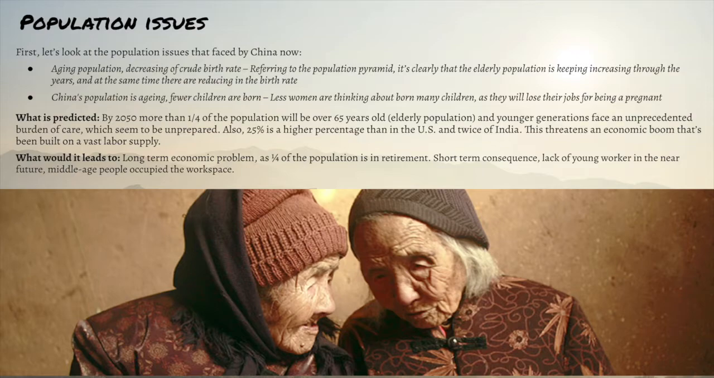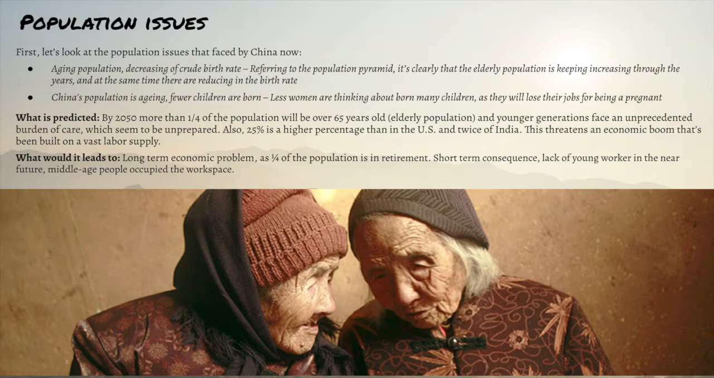Referring to the population pyramid, it's clear that the elderly population keeps increasing throughout the years, and at the same time the birth rate is reducing. China's population is aging and fewer children are born. Fewer women are thinking about having many children now, as they will lose their jobs for being pregnant.